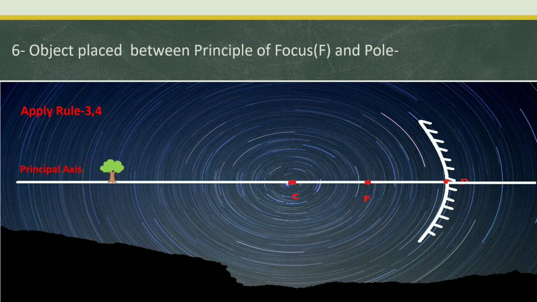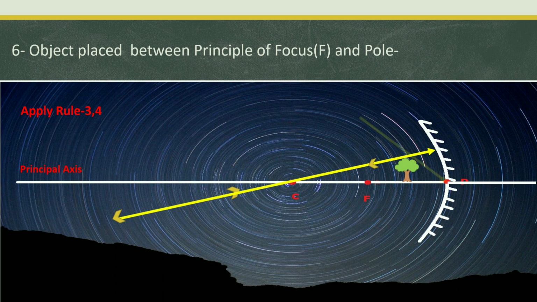Condition number 6. If object is placed between principal focus and pole. In this condition, we will apply rule number 3 for ray 1, which moves through the center of curvature and is reflected through the same point. For ray number 2, we will apply rule number 4. When ray 2 is oblique to the pole, it will reflect obliquely at the same angle.